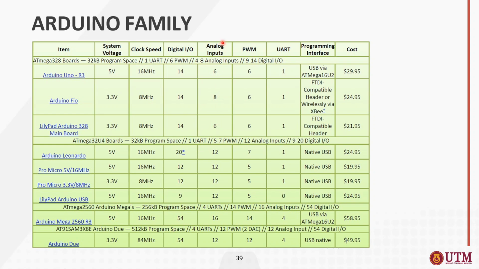And then there is the number of analog inputs, the number of pins that support PWM, and the number of UARTs. UART is the universal asynchronous receiver transmitter. It is a hardware communication protocol that facilitates the serial communication between devices. In terms of programming interface, you can use USB or FTDI. And for the cost, the most expensive one is the Arduino Mega, at 58 USD. So these are the prices of Arduino, which is not that expensive compared to other types of microcontroller.